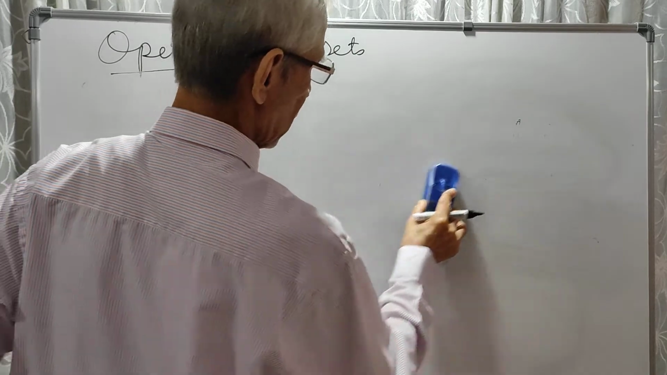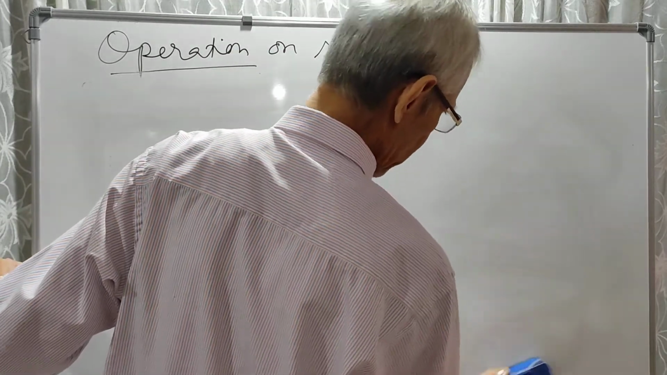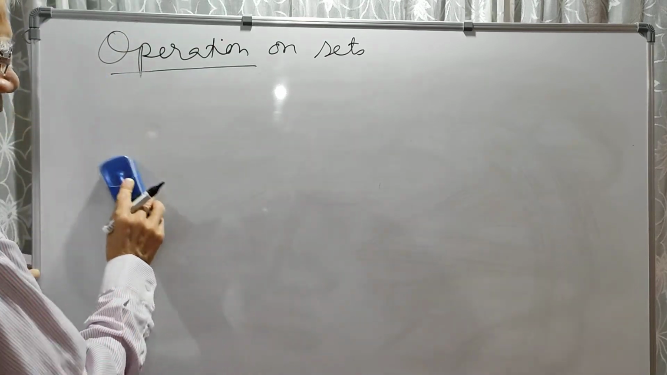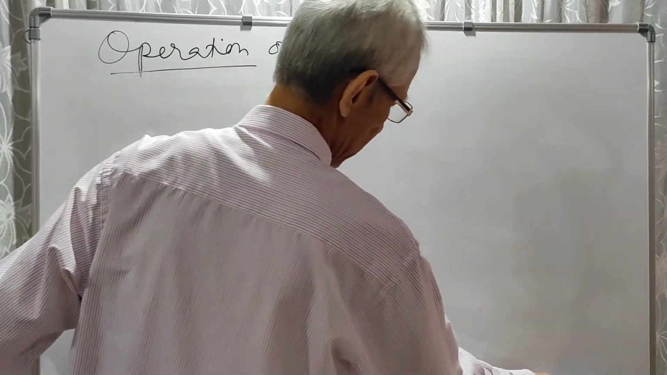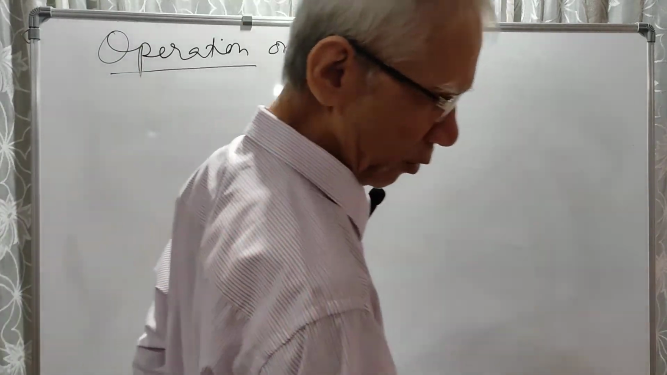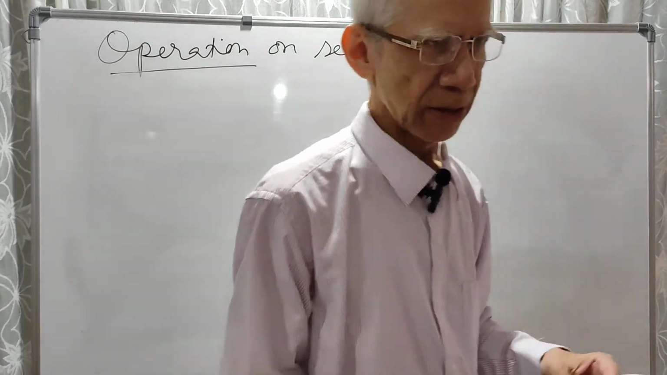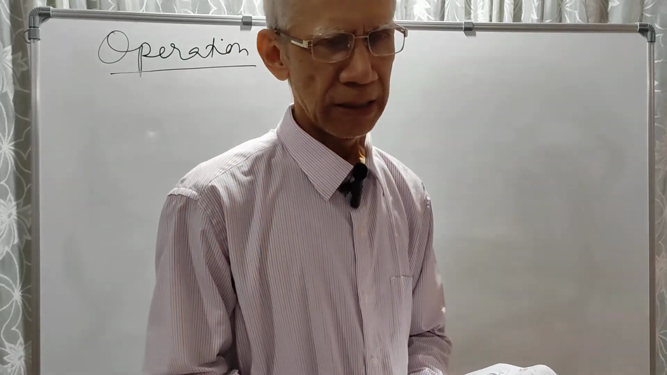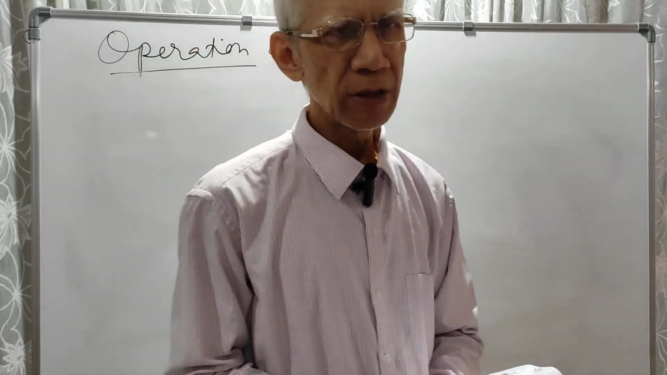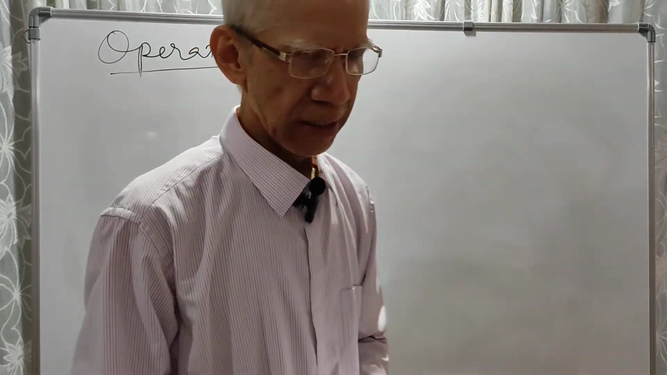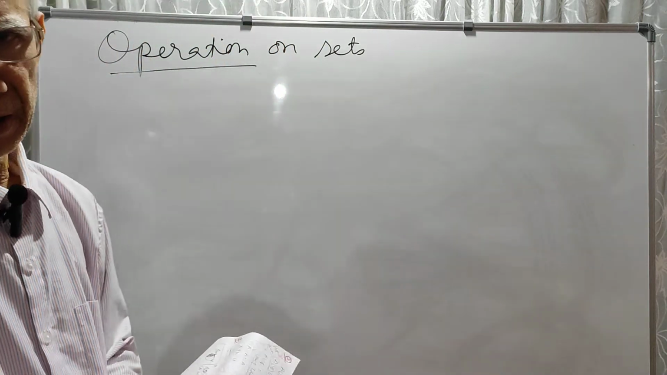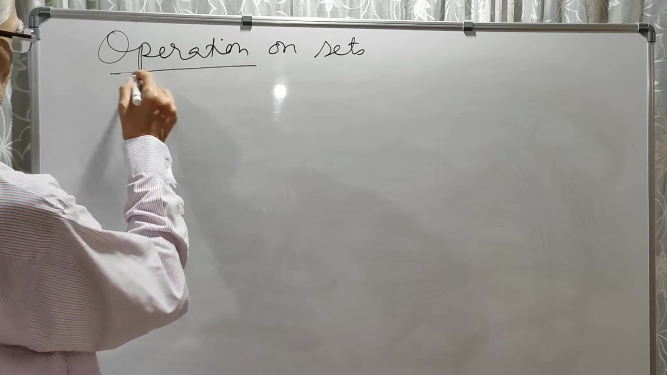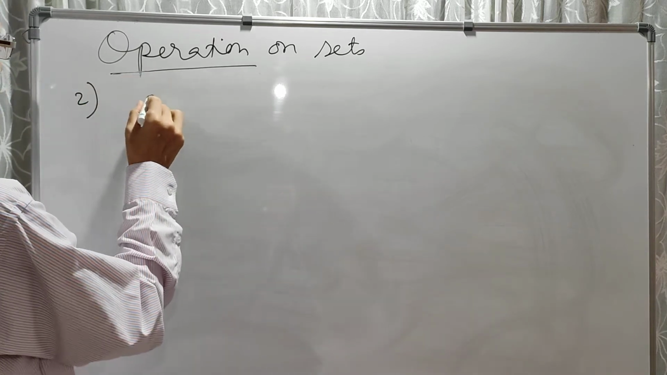This chapter on sets is included in the CBSE syllabus for class 11, but in some other boards it is included in class 10. And for SEBA, I think it is included in advanced maths. Now, the next operation is intersection.